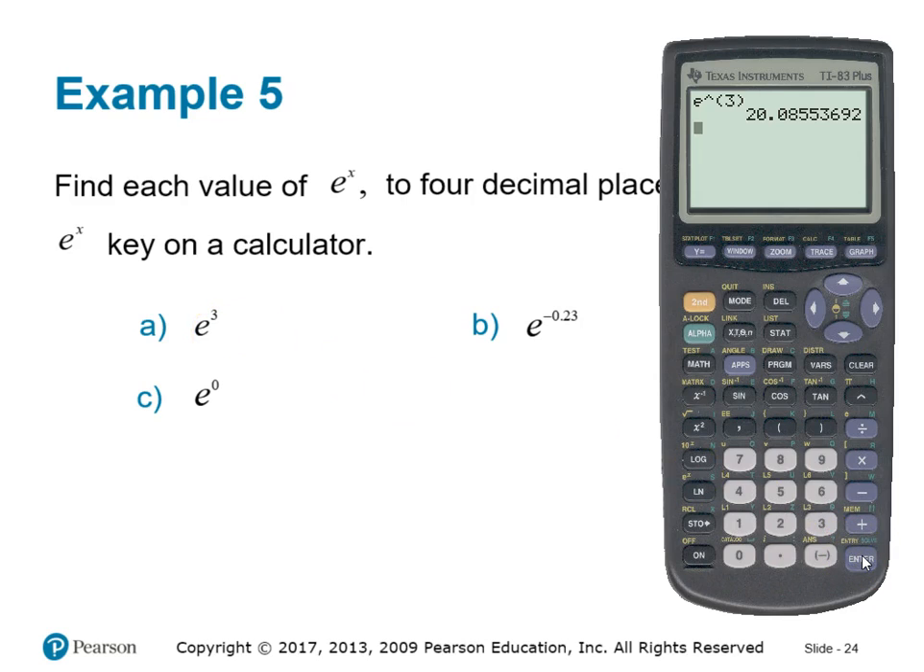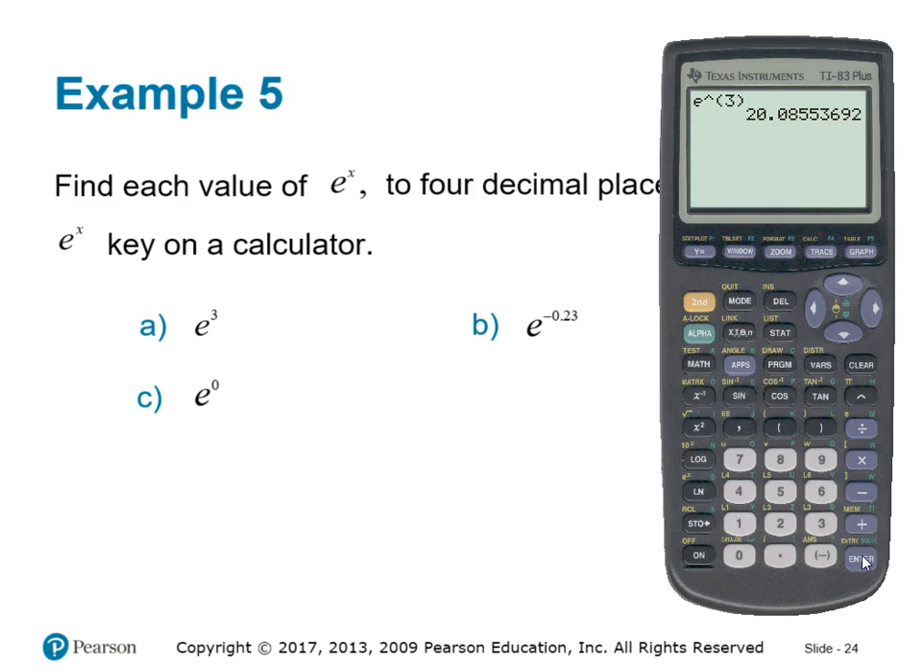All right, so this gives me 20.0855. And if you stop and think about it, that makes a lot of sense because you've got something close to 3. So 3 times 3 is 9, and then times 3 is going to get you 27. Well, it's not as big as 27, so we know that it's going to be less than that. So this 20 seems like it might actually be pretty reasonable.